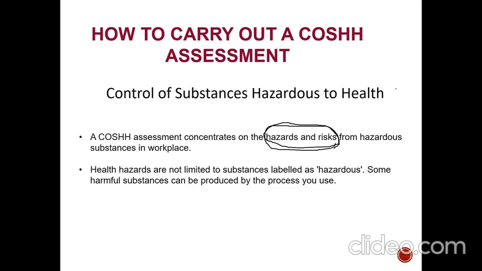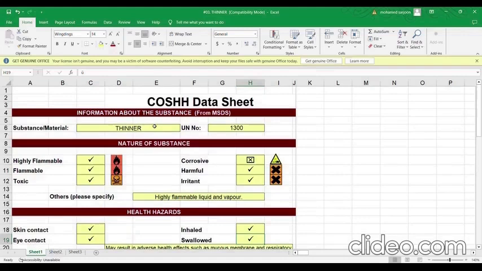Here we go. We will go through the COSHH assessment form to understand more deeply how to develop the assessment. The COSHH assessment data sheet contains the information about the substances which we are going to go through right now.